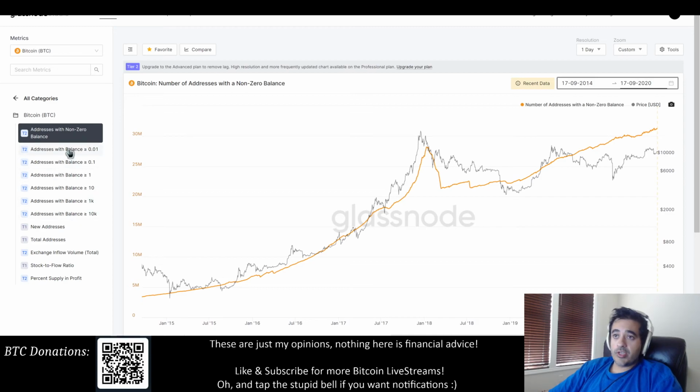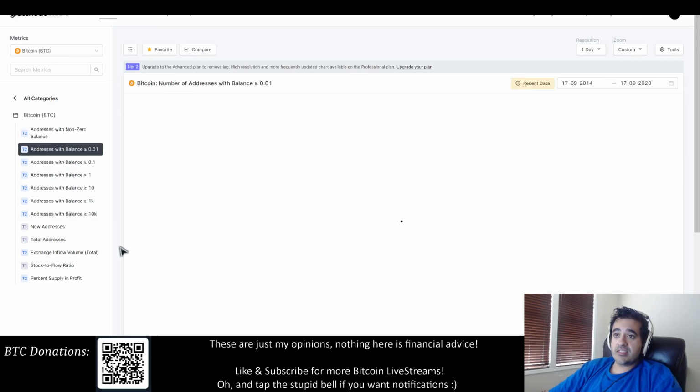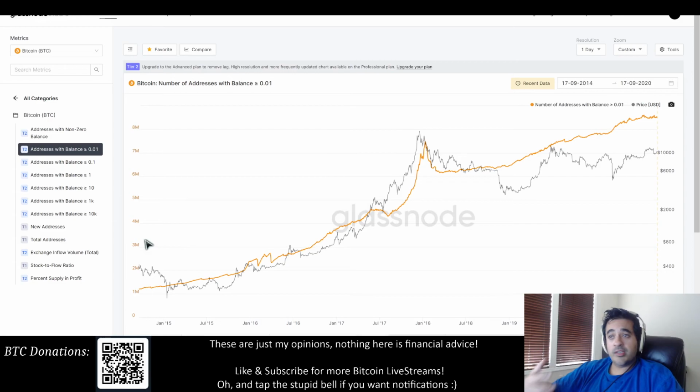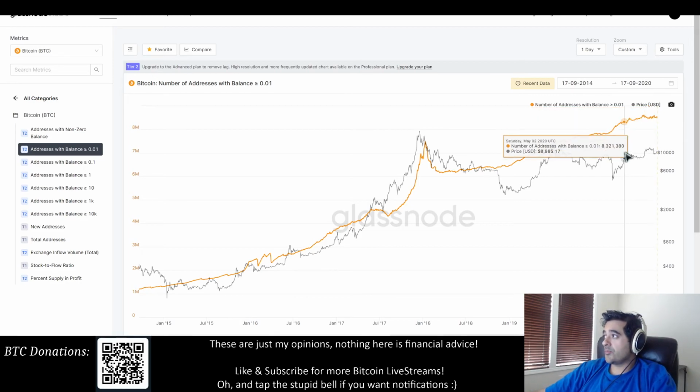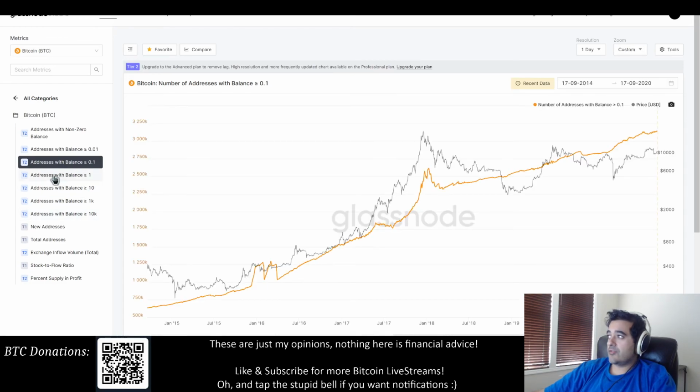The other ones are really cool. These tell you the number of addresses greater than or equal to a certain number of Bitcoin. So this is telling you how many people have addresses with at least 0.01 Bitcoin. So you can get a very accurate view. It tells you down to a single digit. 8,496,304 addresses as of September 7th with greater than 0.01 Bitcoin, and the price at that time was 10,369. So super interesting to check out these details. And once you go higher on this, it gets even more interesting.